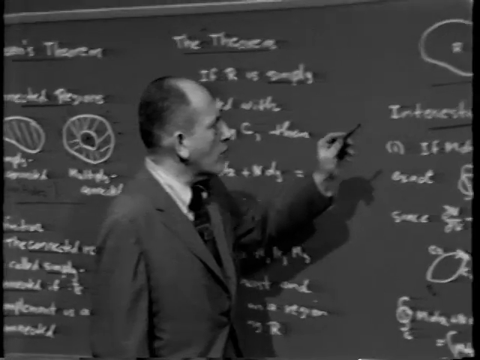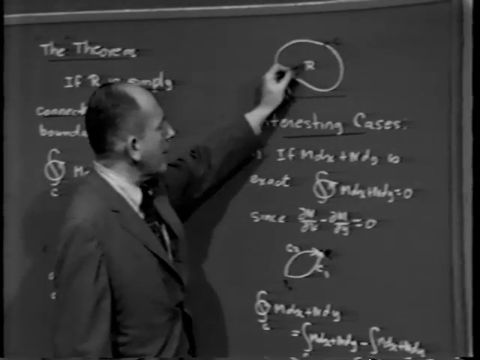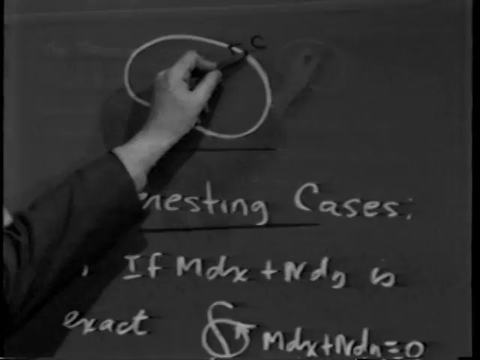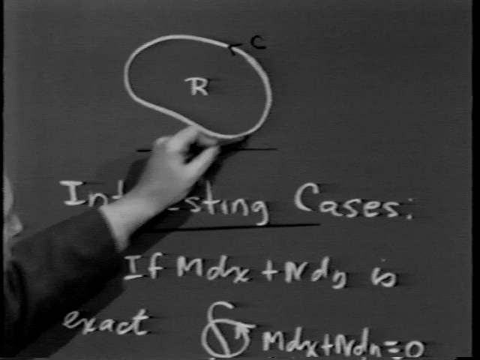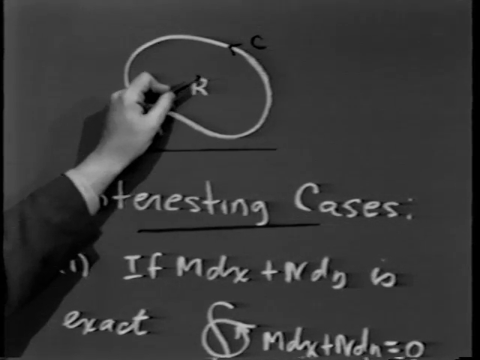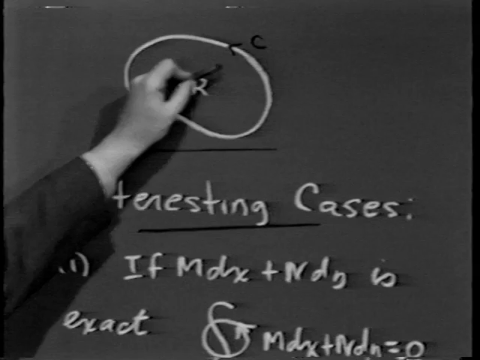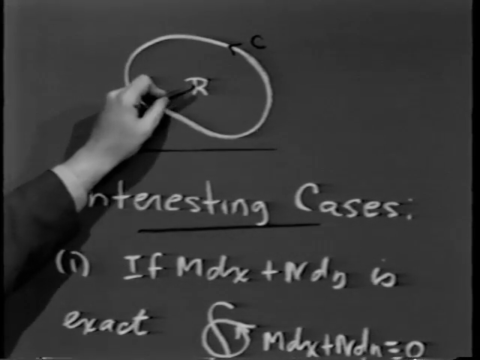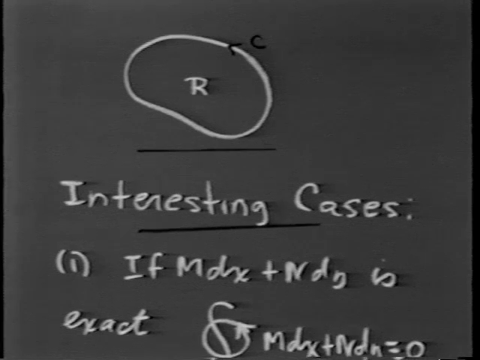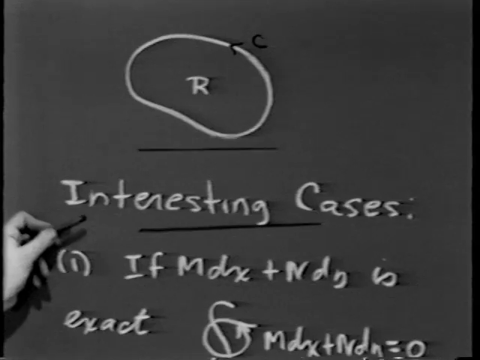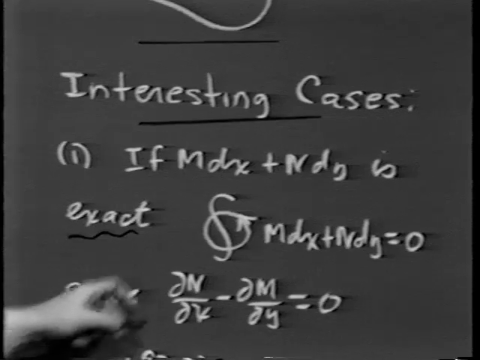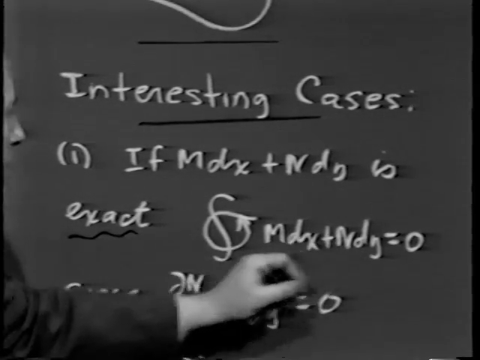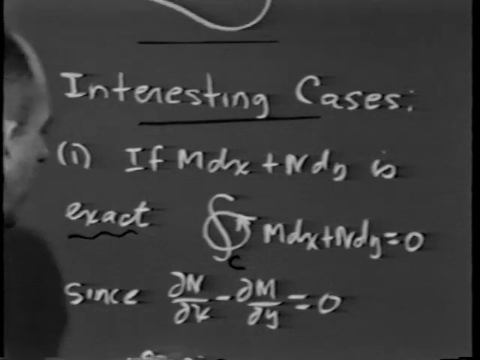The idea again, though, is what? We're not relating arbitrary line integrals to arbitrary multiple integrals, but Green's theorem relates a line integral along the boundary of a simply connected region to a double integral defined on the interior of the closed curve C, the region R. And there are two interesting cases that we'd like to talk about. One of the interesting cases we've already hinted at, and that is if m dx plus n dy is exact, then the integral of m dx plus n dy around the closed curve C is 0.